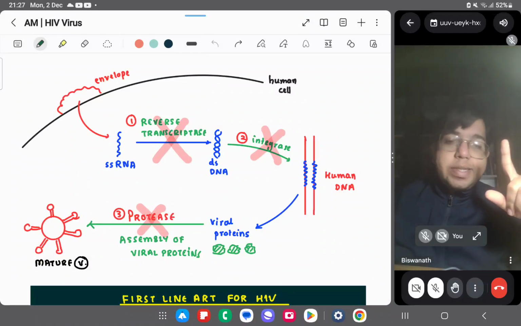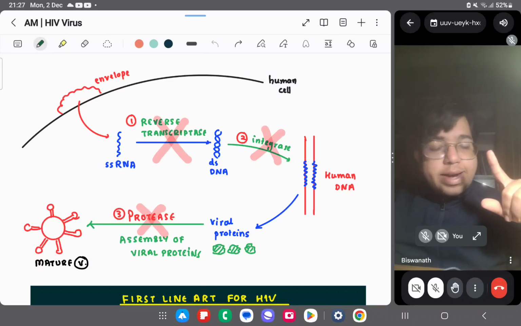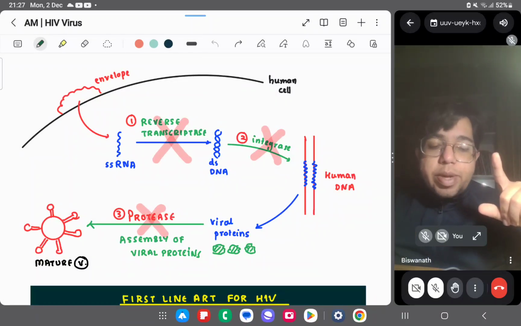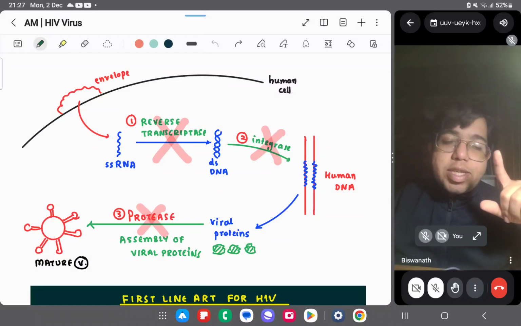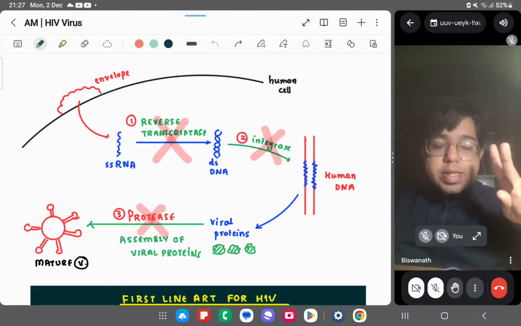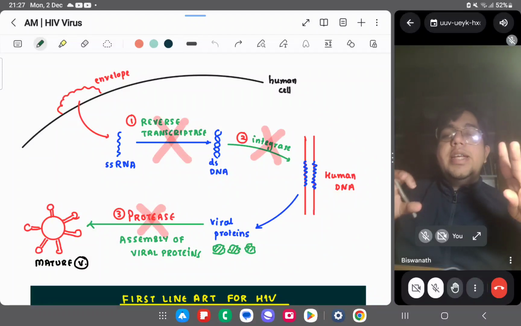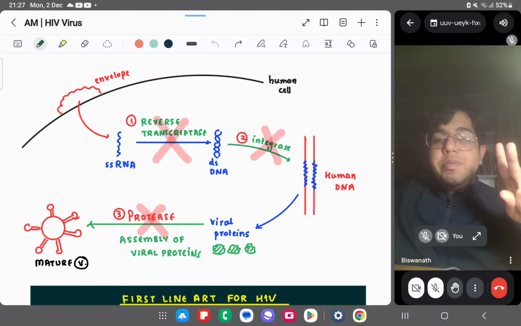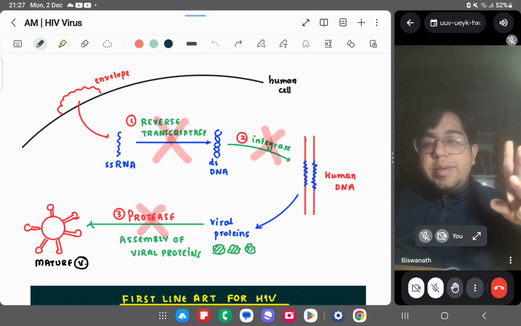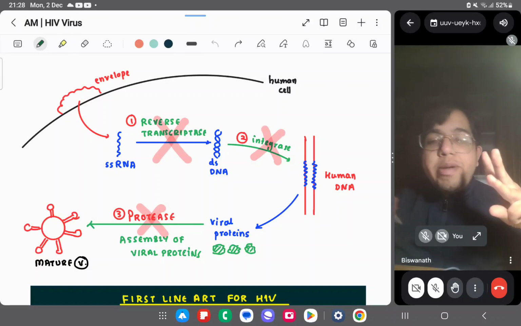Next, the virus attaches. It injects ssRNA. This ssRNA is converted to dsDNA by which enzyme? Reverse transcriptase. So we have reverse transcriptase inhibitors or RT inhibitors. Okay, first is the entry inhibitors, second is the RT inhibitors. This viral DNA is incorporated into the genome by the enzyme integrase. Next, we have integrase inhibitors to prevent this.